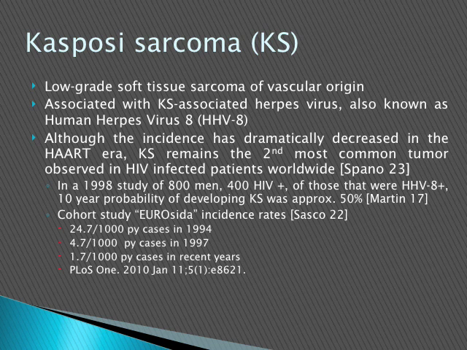Moving on to Kaposi sarcoma, which is a low-grade soft tissue sarcoma of vascular origin associated with HHV-8. Although the incidence has dramatically declined with HAART use, KS is still very prominent and the second most common tumor worldwide. In a 1998 study, 800 men, 400 of which were HIV positive. Of those that were co-infected with HHV-8, the 10-year probability of developing KS was 50%. And in the recently published study, EuroCoord, you can also see a downward trend going to 1.7 in 1,000 patient-year cases in recent years. So the trend has significantly declined.